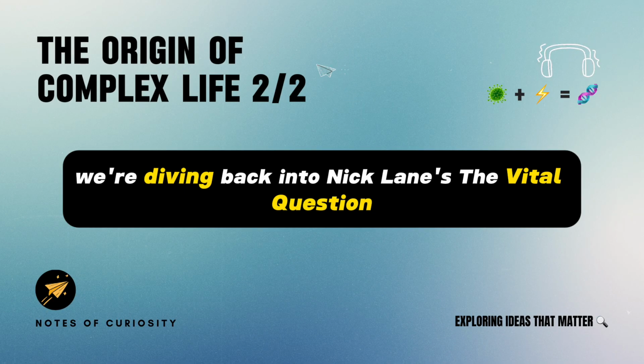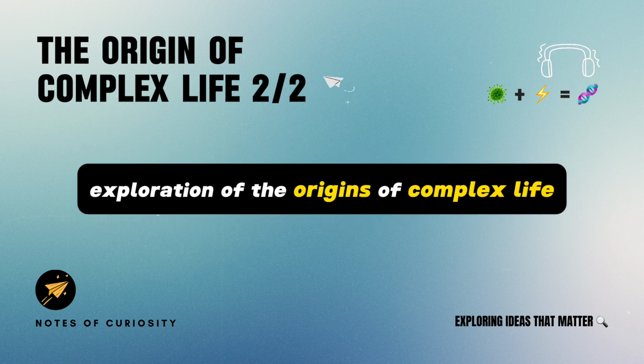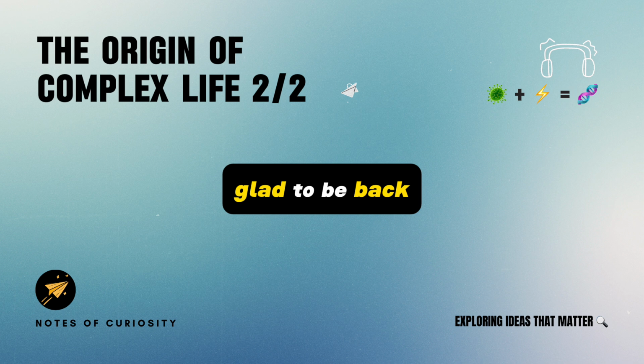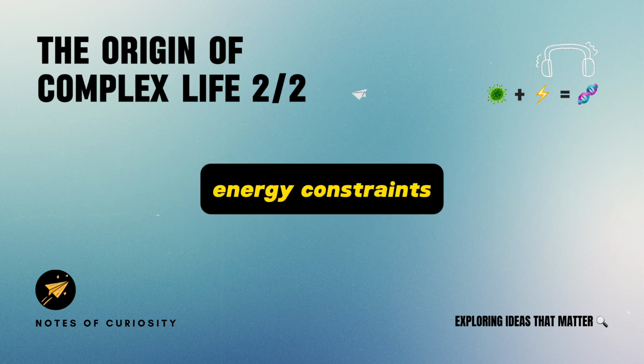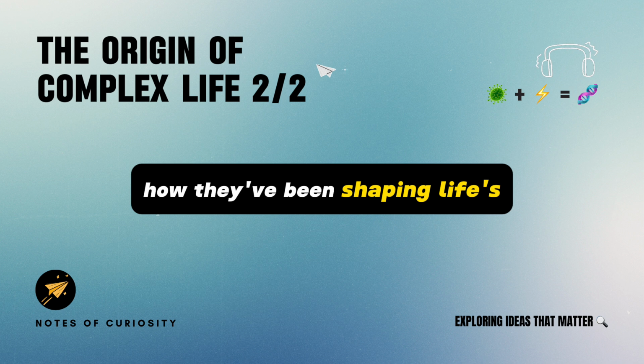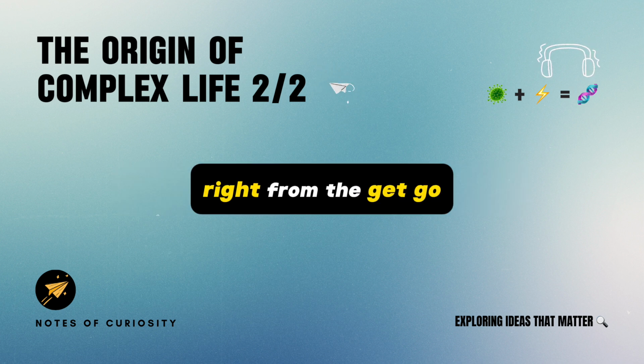We're diving back into Nick Lane's The Vital Question, picking up where we left off in our exploration of the origins of complex life. Glad to be back. Last time, we really dug into Lane's argument about energy constraints, how they've been shaping life's evolution from the very beginning, like way back. Right, from the get-go.